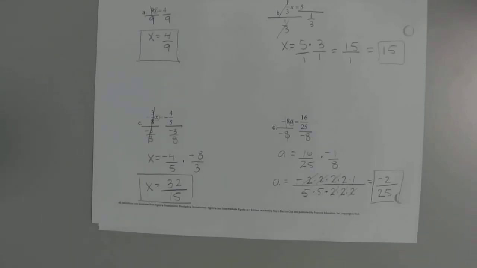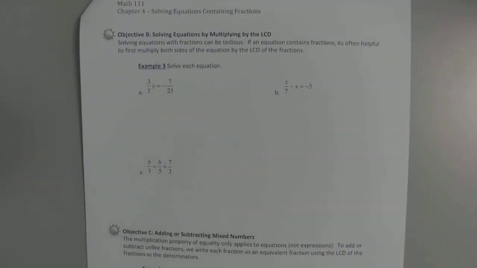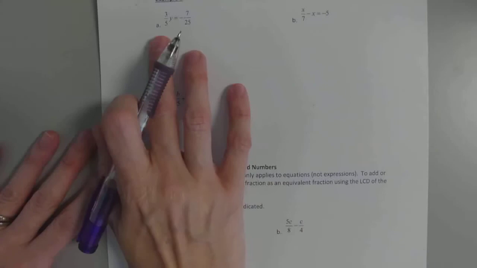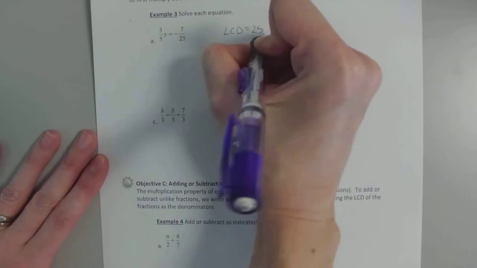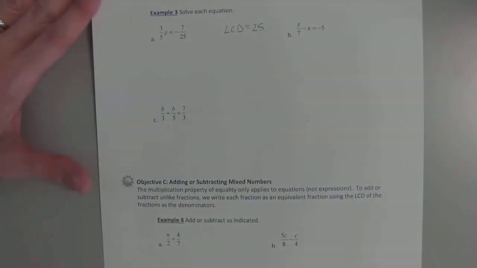All right, so the last page is really short because it's just showing you a second method, all right? Again, I will not force you to do one method over the other. Personally, I like this way because I think it's just reinforcing everything you know about math with fractions, okay? But the second way, if you read it, it says, solve equations with fractions can be tedious. If an equation contains fractions, it's often helpful to multiply both sides of the equation by the LCD, okay? So basically, if you multiply by the LCD, you're able to eliminate the fractions and you're left with something that's easy to solve. So let's look at this one.